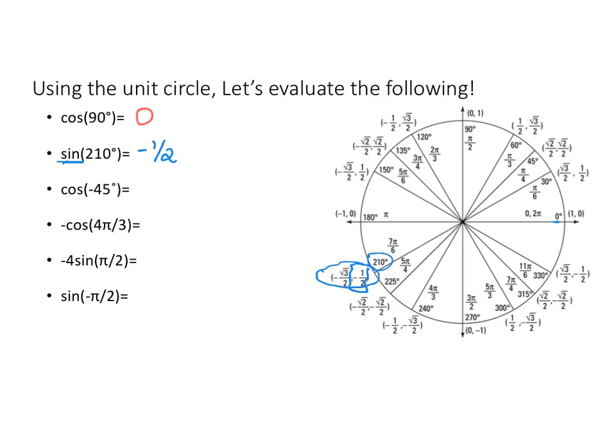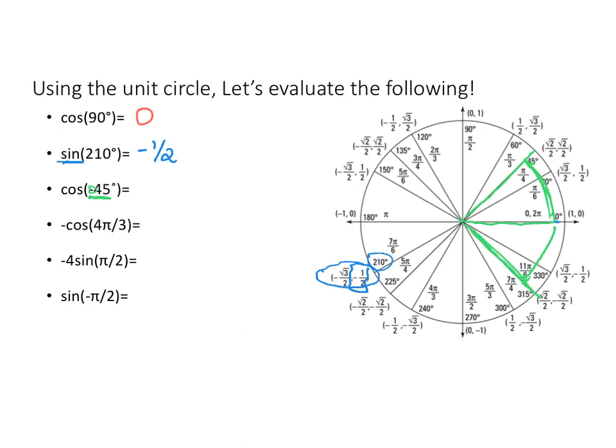Okay, next problem. Cosine of 45 degrees, or excuse me, -45 degrees. If you remember from a video that you should have watched earlier this week, a negative angle measurement is formed by rotating clockwise rather than counterclockwise. So positive 45 degrees is up here. That's this angle measurement. Negative 45 degrees is going the same distance, but in the negative direction. So the same amount of distance.